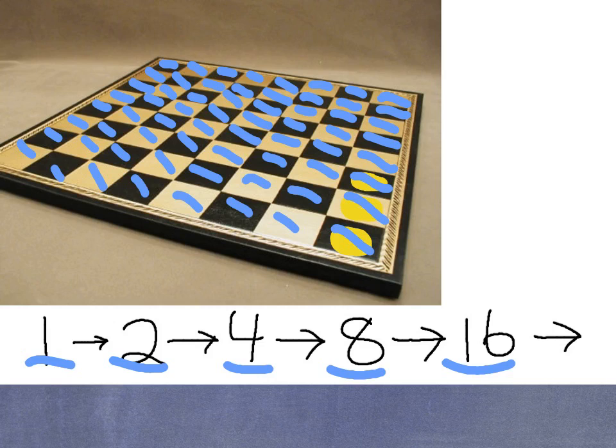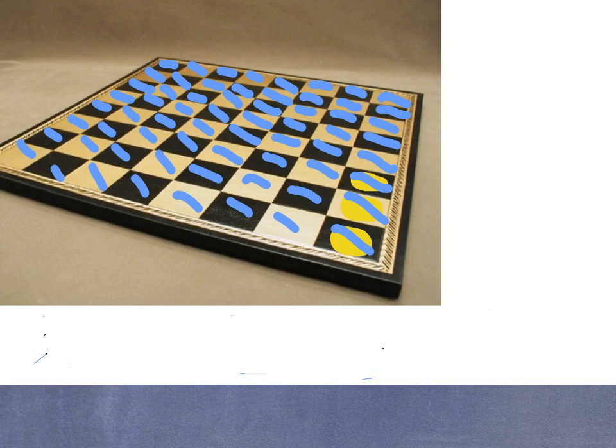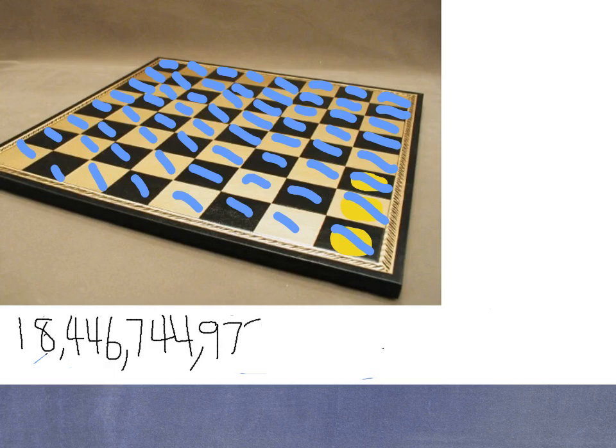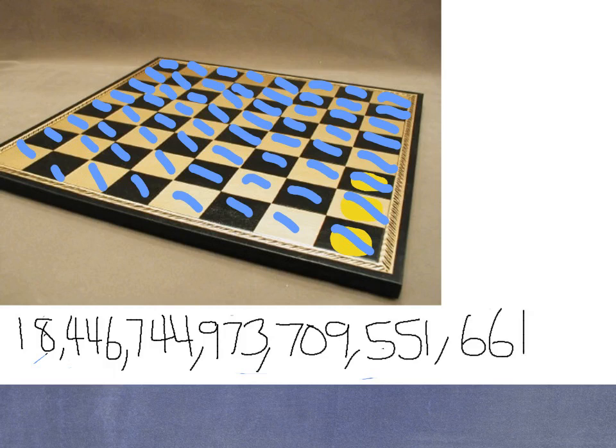What's interesting is that once you covered all 64 squares, there would be, and I'm going to show you this number here, this huge number. I'm going to try to write it small so I can fit it all in. It'd be 18,446,744,073,709,551,661. I don't even know how to say this number, but if you were to continue to do it, this is the number you'd come up with.